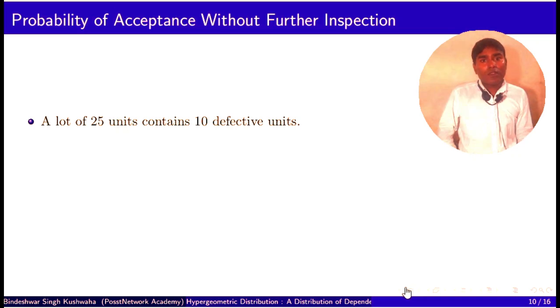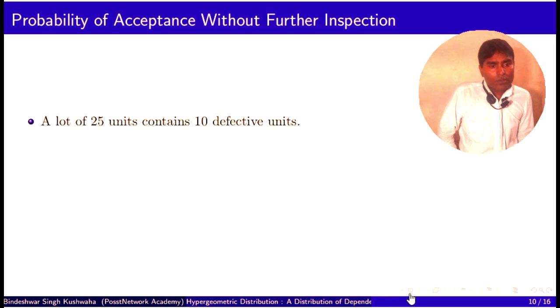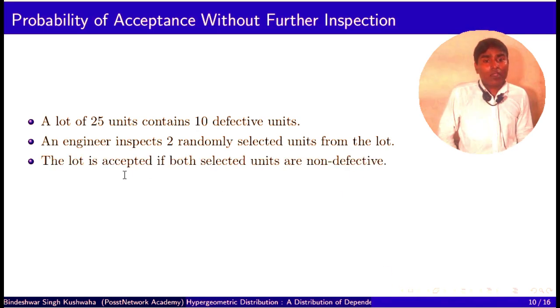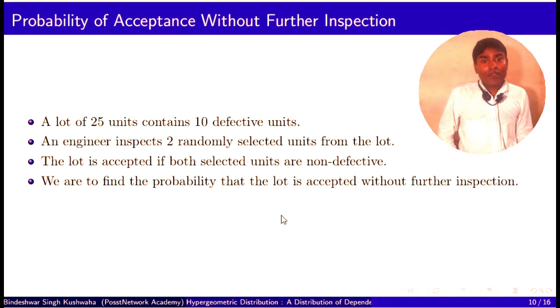Let us see the third example. A lot of 25 units. You can think of a lot as a container, and 10 are defective units. An engineer inspects 2 randomly selected units from the lot. The lot is accepted if both selected units are non-defective. Remember, we are to find the probability that the lot is accepted without further inspection.